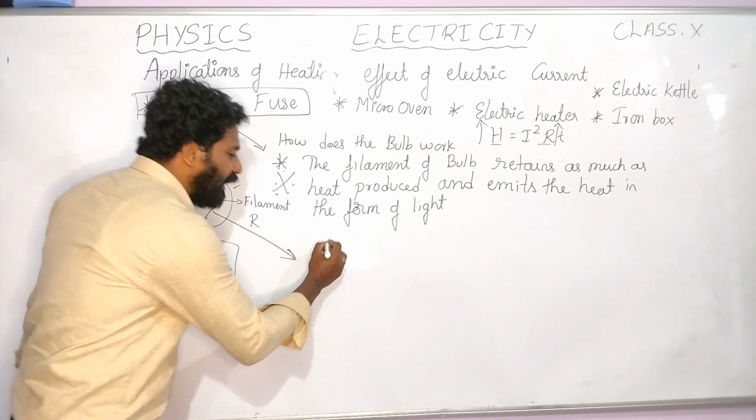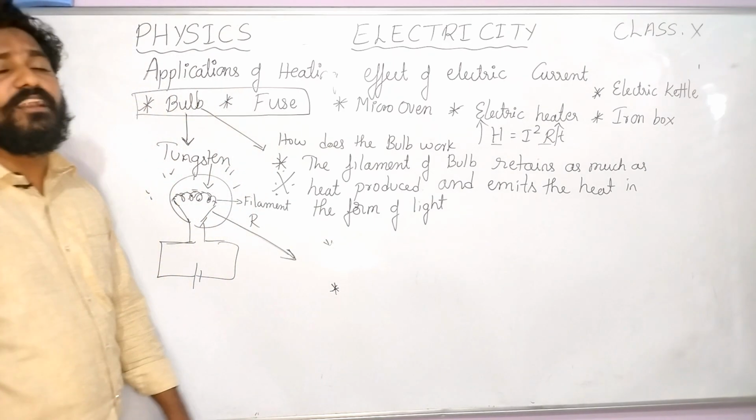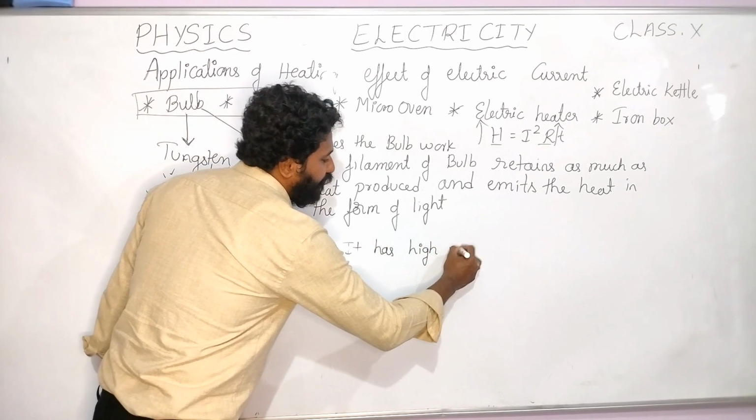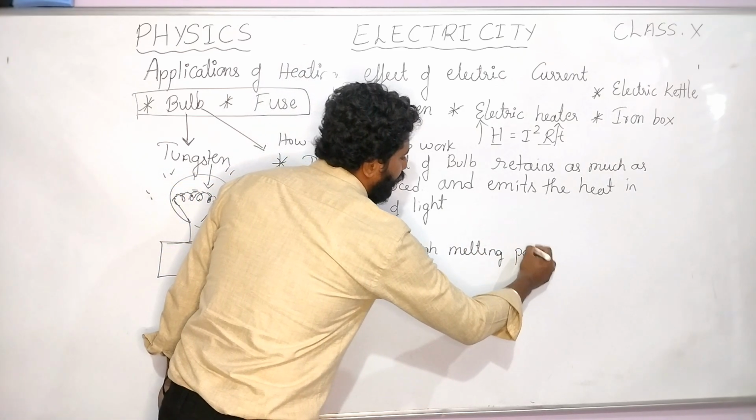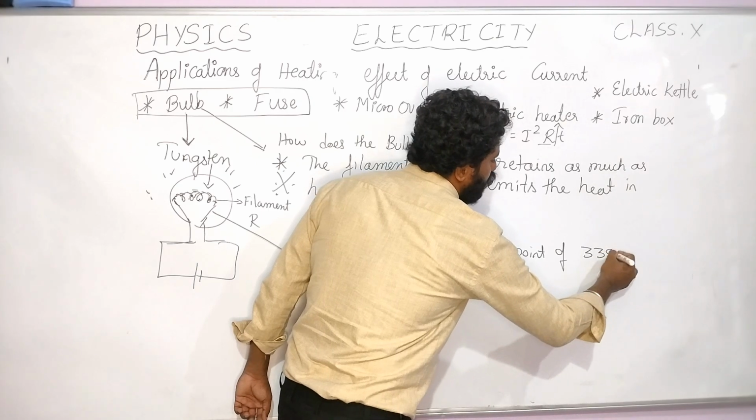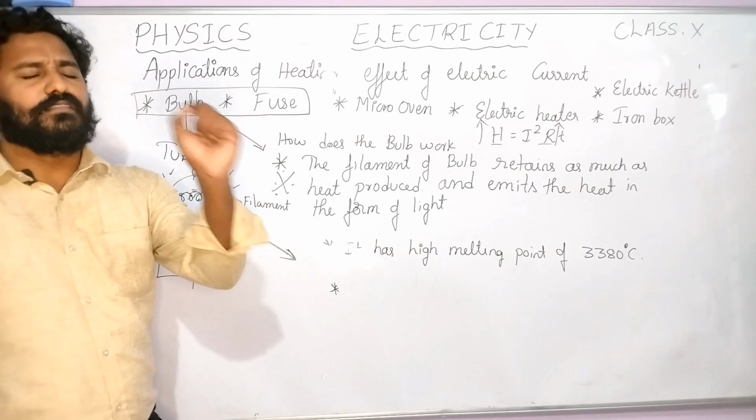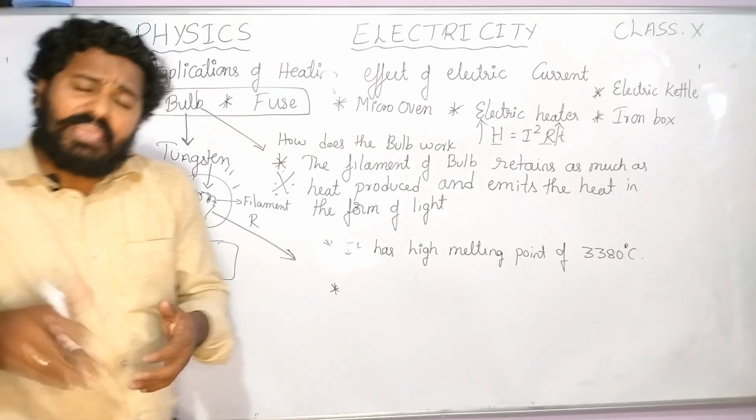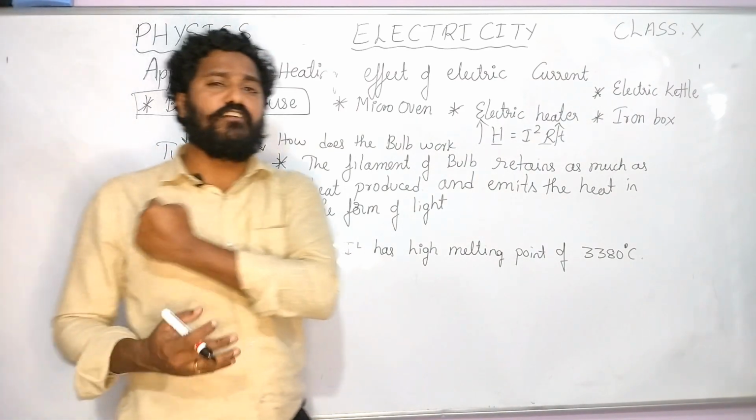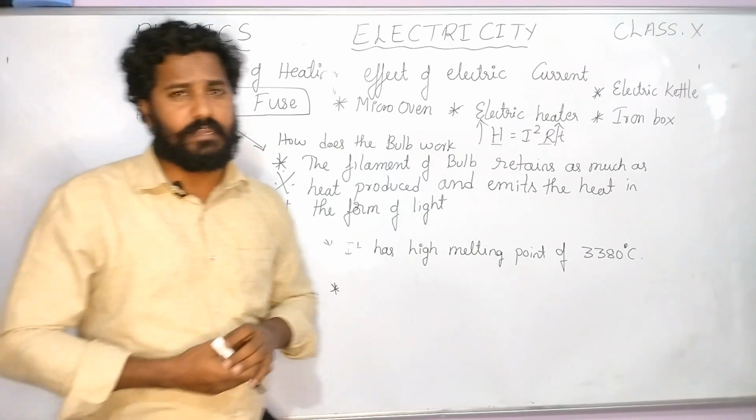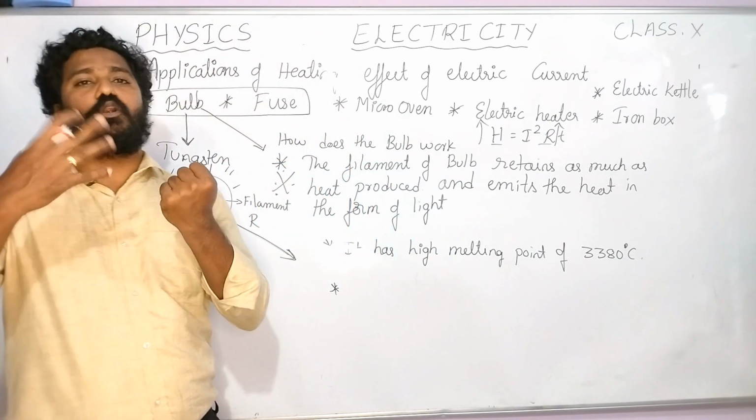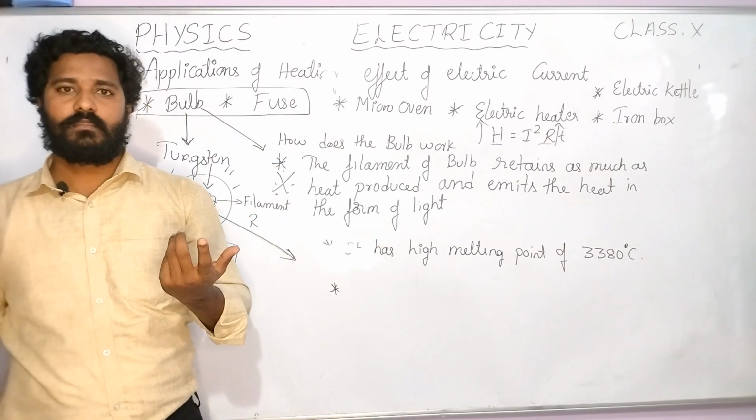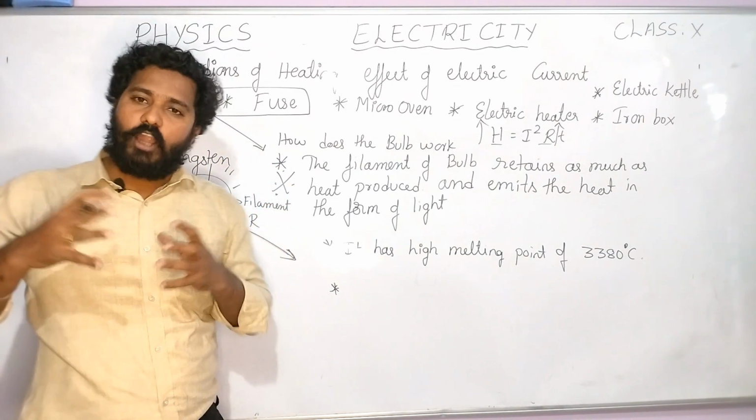Now tungsten. Why do we use tungsten? Because it has 2 points. It has a high melting point of 3380 degrees Celsius. This is one of the best reasons why we use tungsten as the filament of the bulb. It will not melt very easily. Suppose instead of tungsten I use nichrome or something else. When the heat produced is more and it reaches its melting point, that filament will melt. Did you understand? But tungsten will not melt easily.